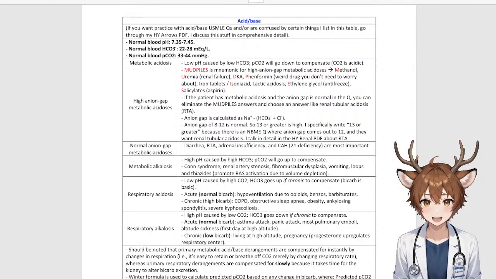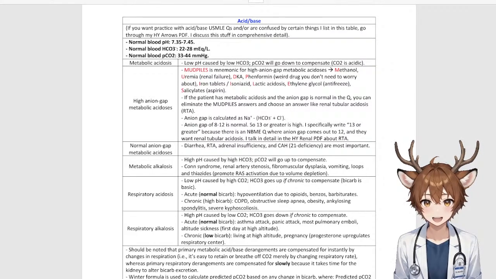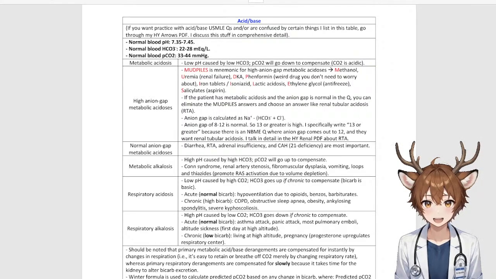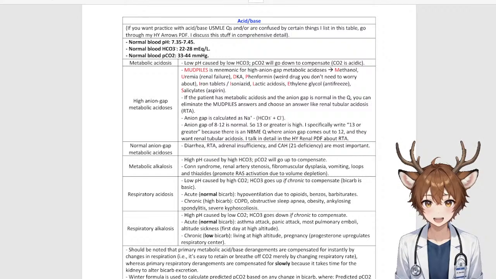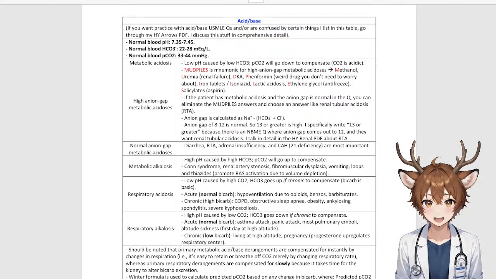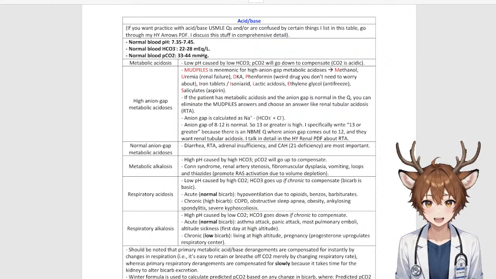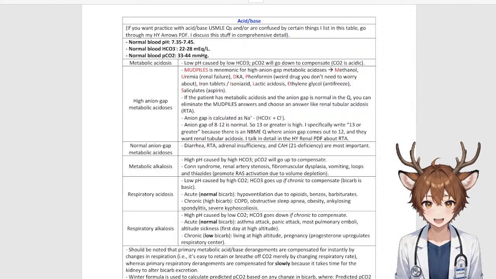Metabolic acidosis. Low pH caused by low bicarb. PCO2 will go down to compensate, since CO2 is acidic. High anion gap metabolic acidosis. MUDPILES is the mnemonic for high anion gap metabolic acidosis: methanol, uremia, renal failure, DKA, phenformin, weird drug you don't need to worry about, iron tablets, isoniazid, lactic acidosis, ethylene glycol, antifreeze, salicylates, aspirin. If the patient has metabolic acidosis and the anion gap is normal in the question, you can eliminate the MUDPILES answer and choose an answer like renal tubular acidosis, RTA.